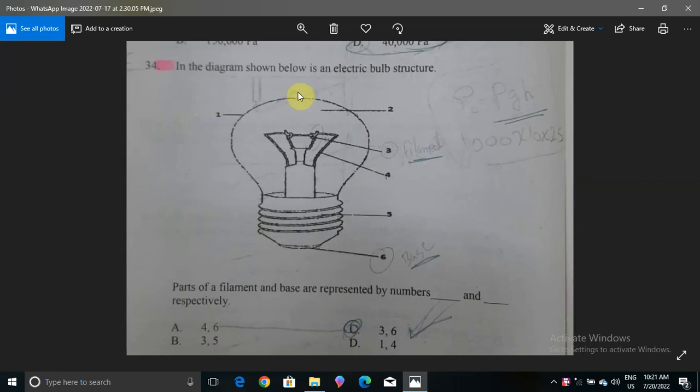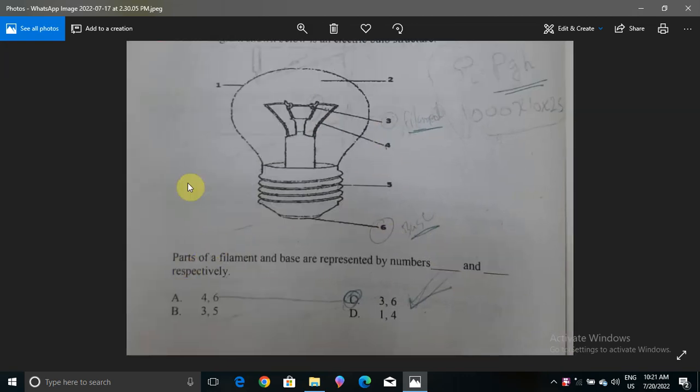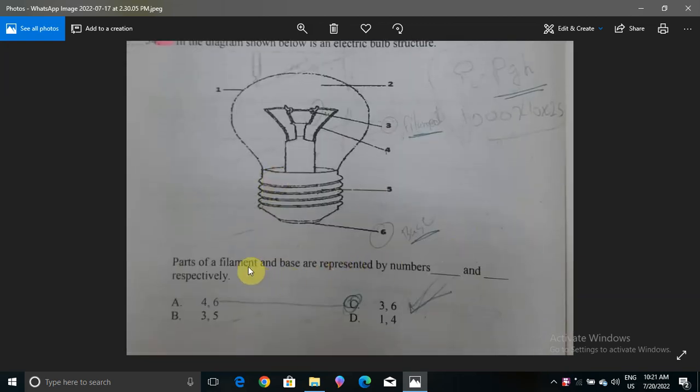In the diagram shown below is an electric bulb structure. Parts of the filament and base are represented by numbers dash and dash respectively. Where's the filament? The filament is located here, and the base is located down. So 3 and 6 are the correct answer for question number 34. Filament is number 3, base is number 6.